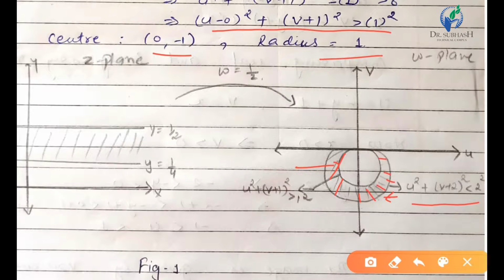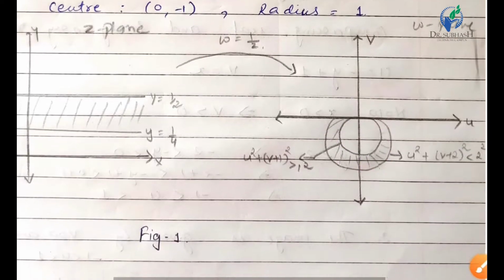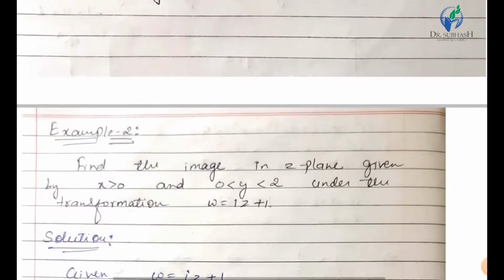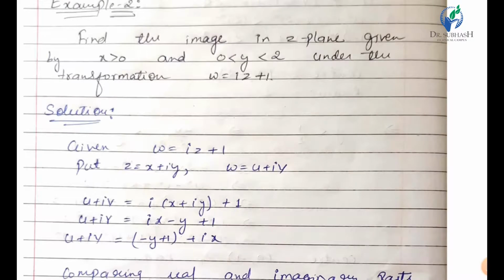So what we have done is transform using w equal to 1 by z, which is given to us. This is the transformation. Using this transformation, we have transformed an infinite strip to a circle. So the image of this infinite strip that we obtained is a circle. This was one example. Now let us take one more example to understand it in a better way.